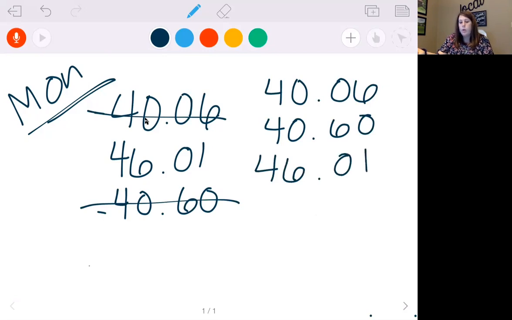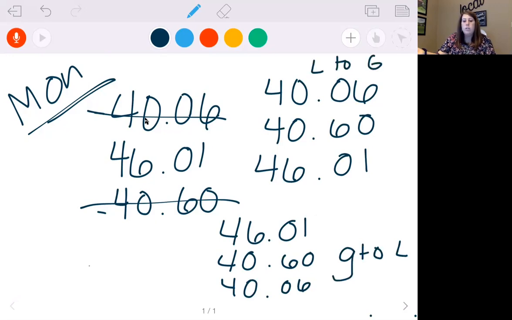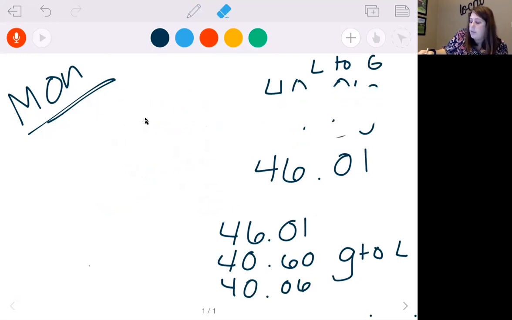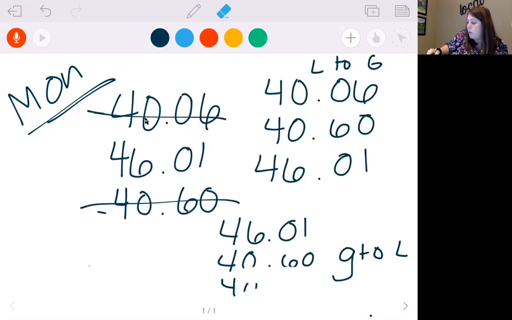So then, to do greatest to least, we would just reverse it. You would put 46 and 1 hundredth on top. Then I would go 40 and 60 hundredths and 40 and 6 hundredths. So this is greatest to least, and this is least to greatest. When you're doing it, you really need to make sure that you're labeling it so that you understand which one is which when you're going back to look at the answers. So let's do one more of these, and I'm going to let you try some on your own. The only thing I'm going to tell you is to make sure that you pay attention to the directions, because they're going to ask you to do both of those.